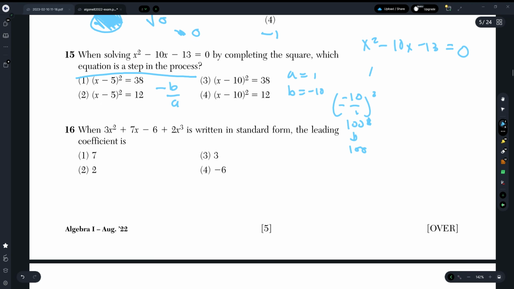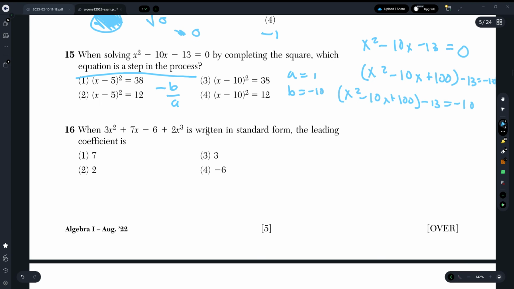So what you're going to do is you're going to have x squared minus 10x. You're going to add 100 to this side and put that in parentheses. Then you're going to subtract 13 from the other side. Sorry for that pause in the middle. So what you're left with is x squared minus 10x plus 100 minus 13 is equal to -100. You add the completed square in here, and you subtract it from the other side. So now we can factor this out.